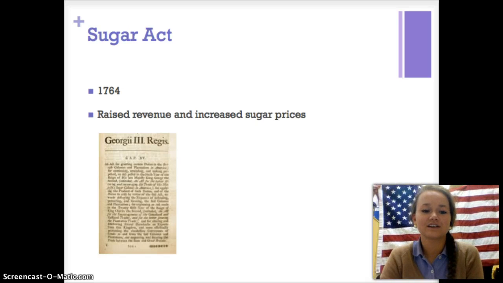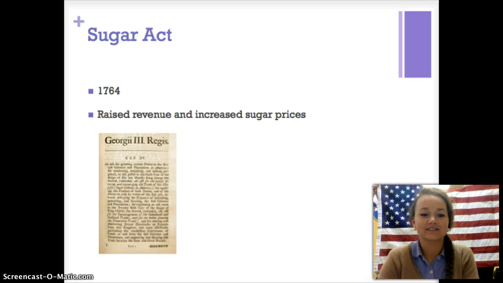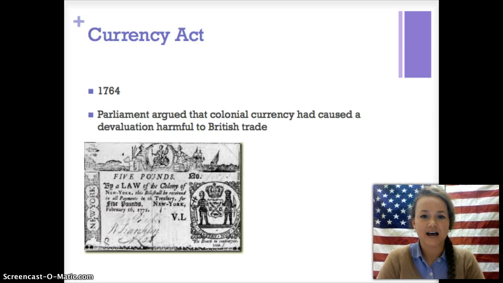The next cause of the American Revolution is the Sugar Act. This act was passed in 1764, and it raised revenue and increased sugar imported from the West Indies. The next act passed was the Currency Act. This act was passed in 1764. Parliament argued that colonial currency had caused a devaluation harmful to British trade.